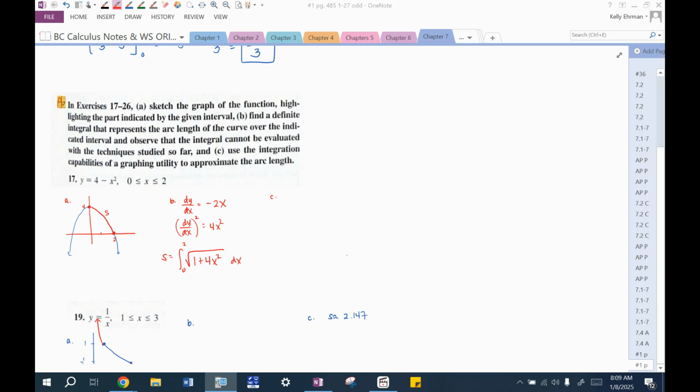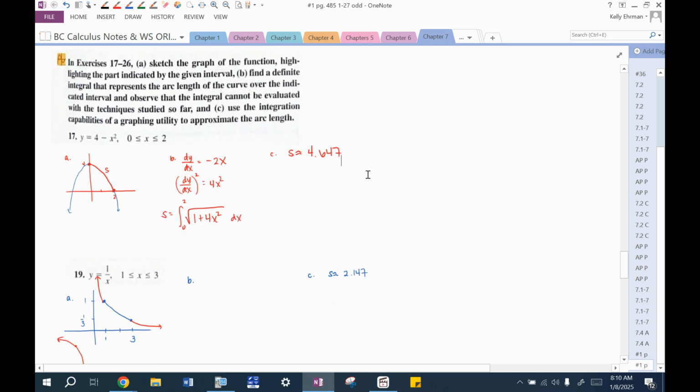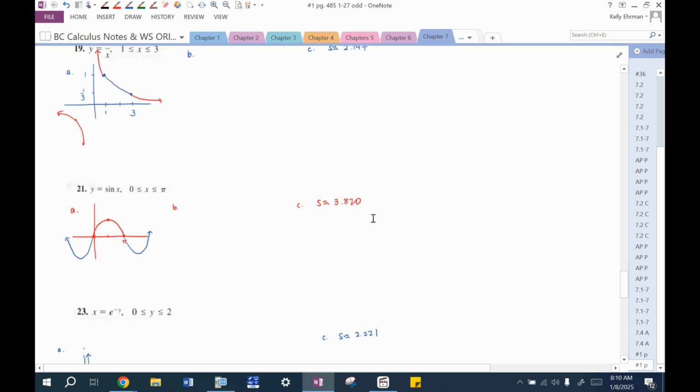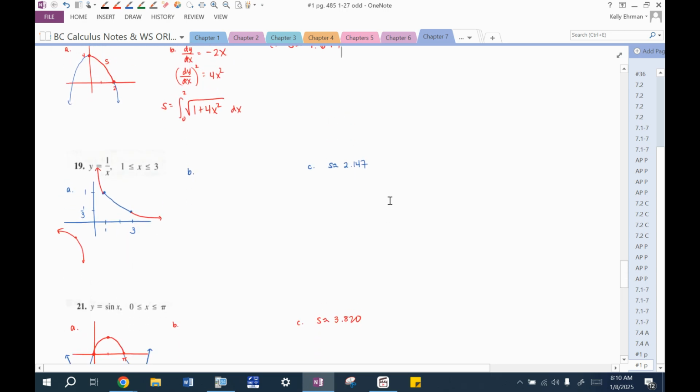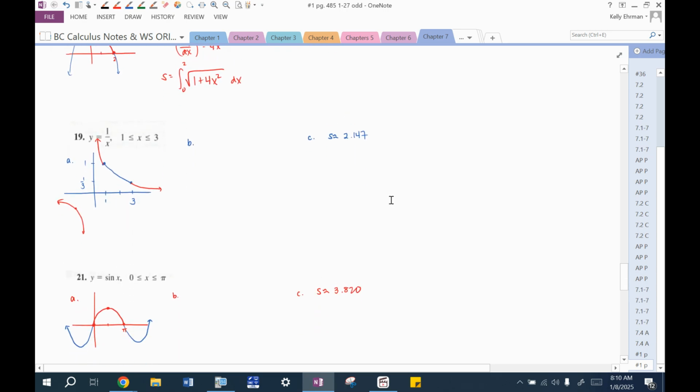So, 4.647. Let me write S. So S is approximately equal to 4.647. Okay, and I left my answer up for the rest of these because, again, I know this was going to be a long video, so I'm not going to take the time to type it up every time.